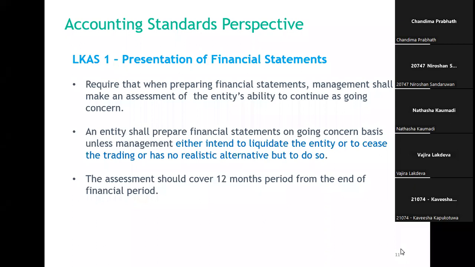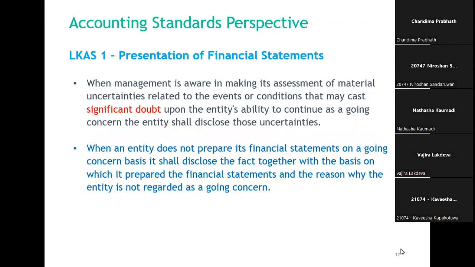An entity shall prepare financial statements on a going concern basis unless management either intends to liquidate the entity or to cease trading or has no realistic alternative but to do so. The assessment should cover a 12 month period from the end of the financial period, or based on the auditing standard, from the date of approval of the financial statements. The foreseeable future means a 12 month window, right? When management is making its assessment, what is that assessment? The going concern assessment, which is required under LKAS 1.